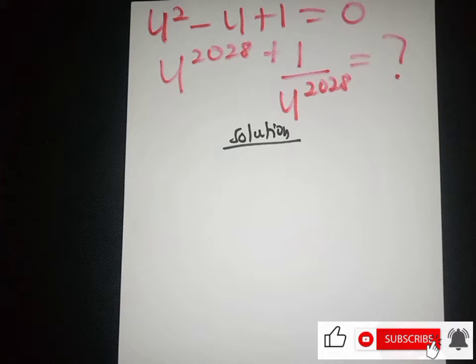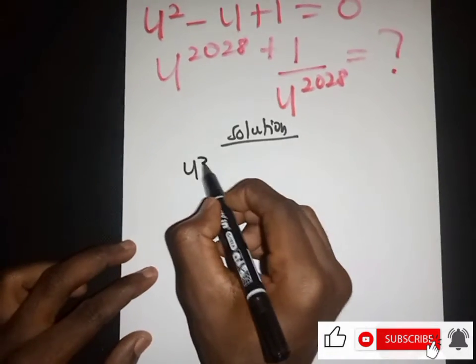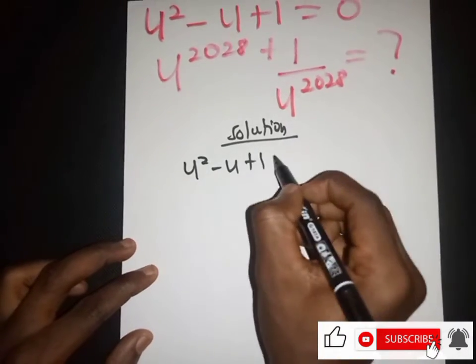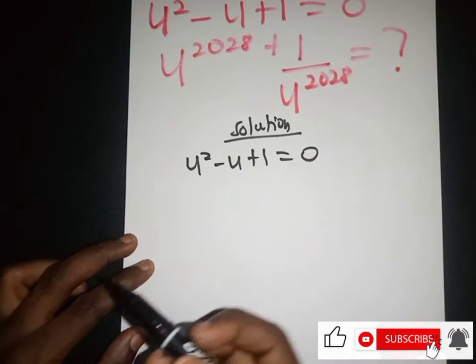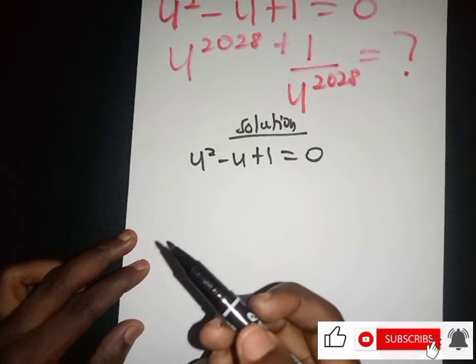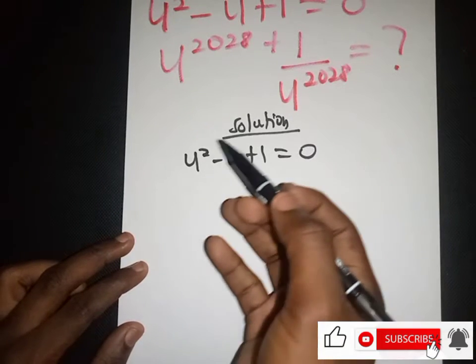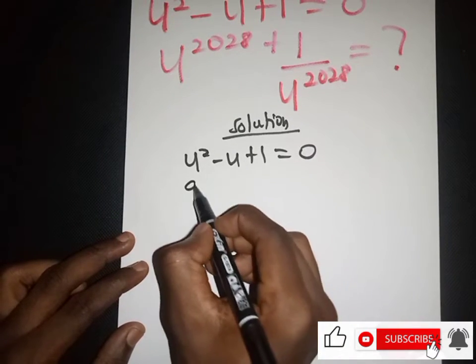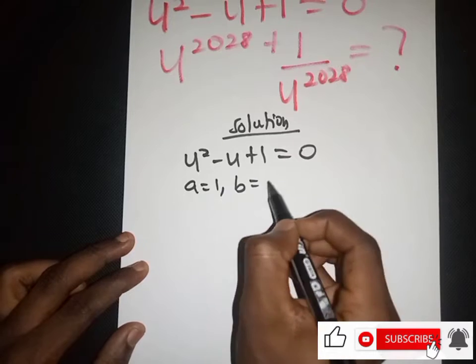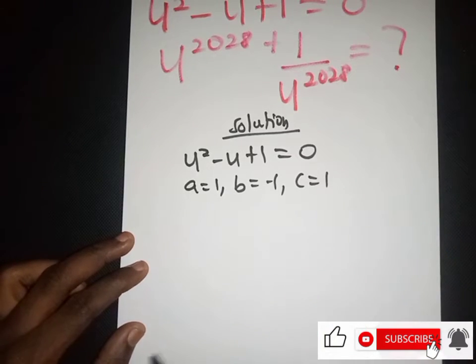So I'm going to use two methods in solving this. Now for the first method, from the first part we have u squared minus u plus 1 being equal to 0, right? We have a quadratic equation here, so quickly we have to use the quadratic formula in solving it. So realize that a is just 1, b is just -1, and then c is just 1, right?